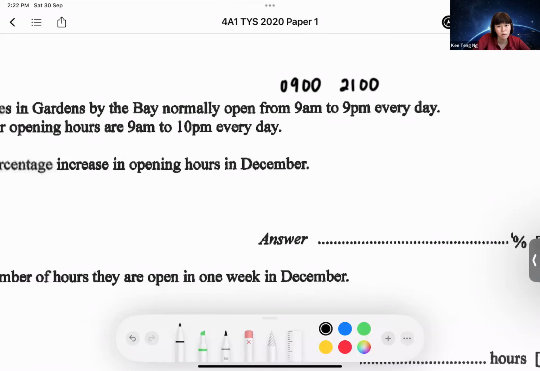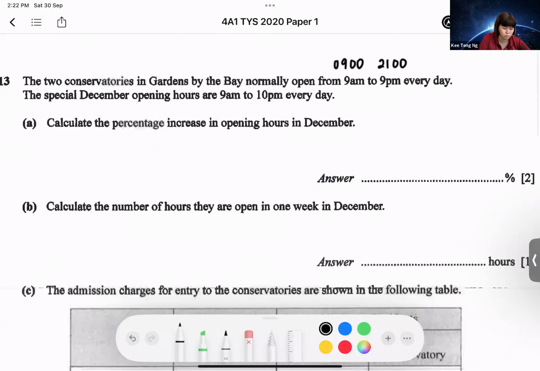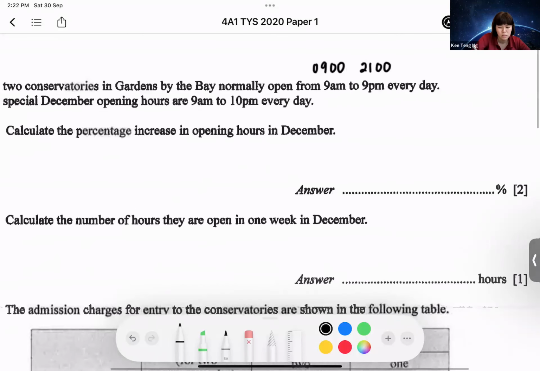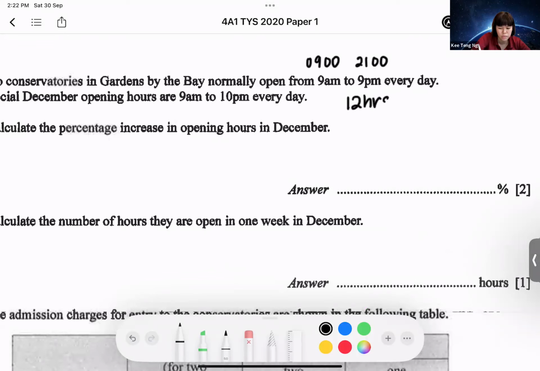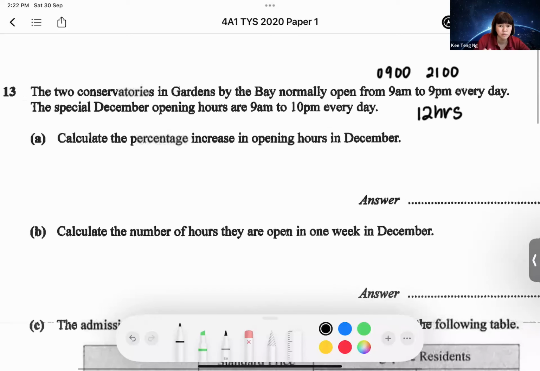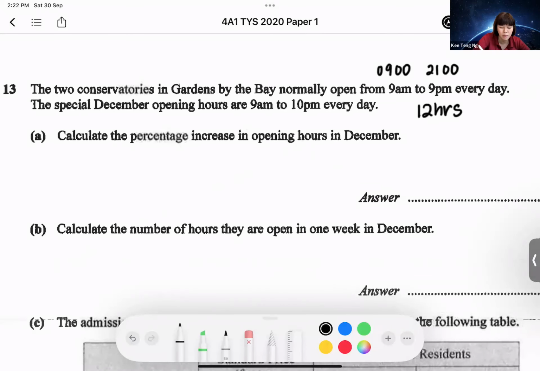So normally, how long does it open? From 0900 hours to 2100 hours, it should be a difference of 12 hours. So normally it's open for 12 hours every day. But now in December, the official opening hours are from 9 a.m. to 10 p.m. every day. 10 p.m. is 2200 and 0900. So here they extended the opening hours by 1 hour, right? So they say find the percentage increase, right?